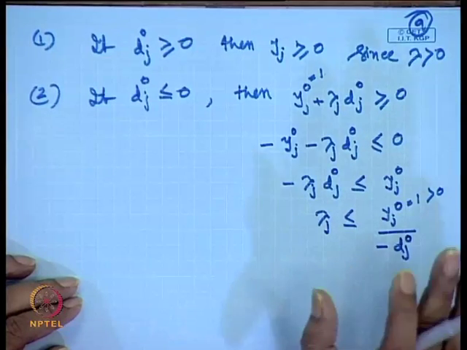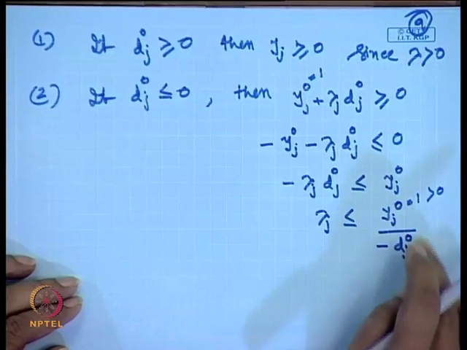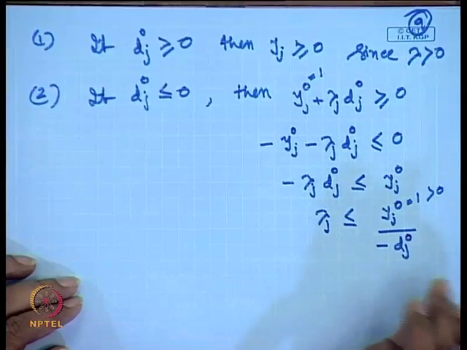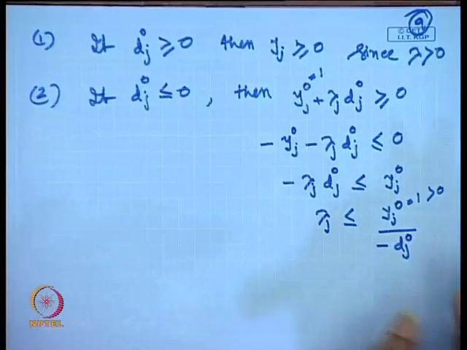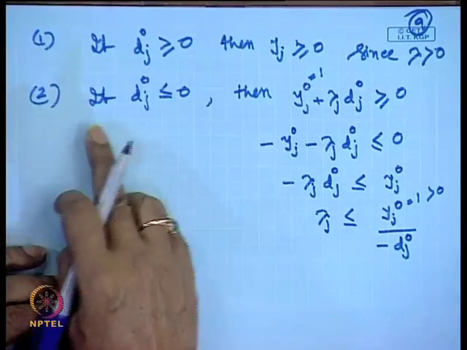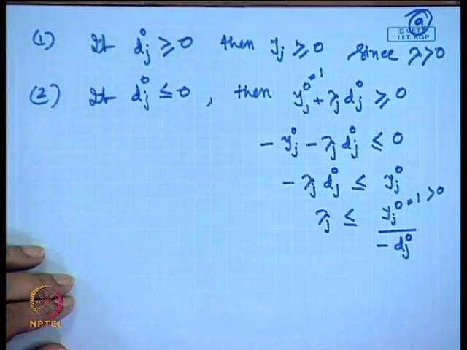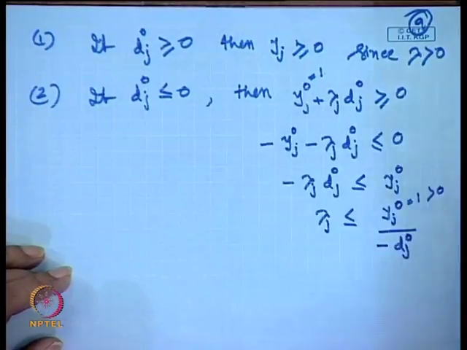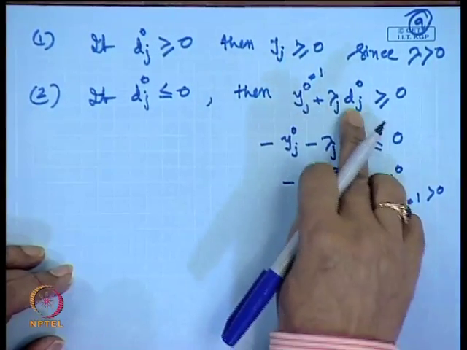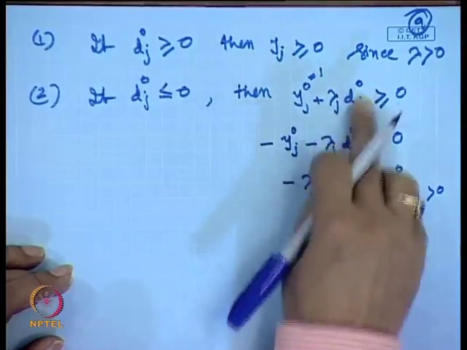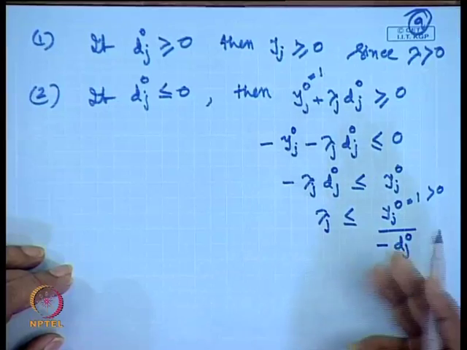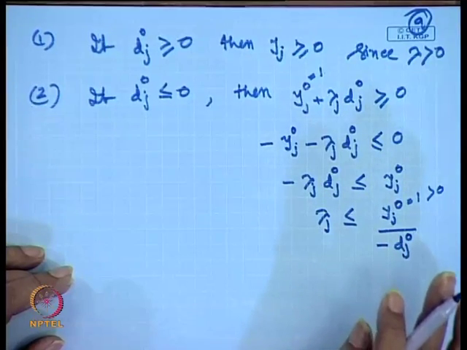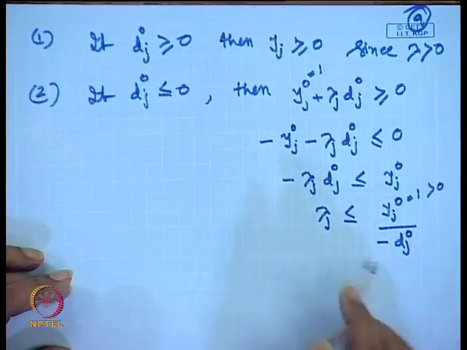We have n components, j is equal to 1, 2, 3. When any one of the components of dj is positive, we ignore it, we do not need it, because the sum of y0, the sum of this one will always be positive. If dj is 0 or positive, then this will always be 0. So when dj is a positive quantity, we do not consider it, we ignore this. If it is negative, then see this one.